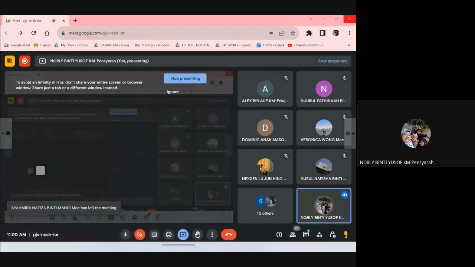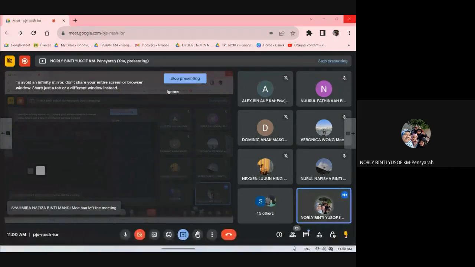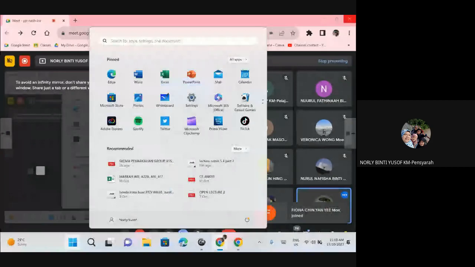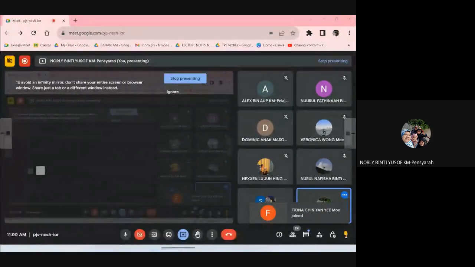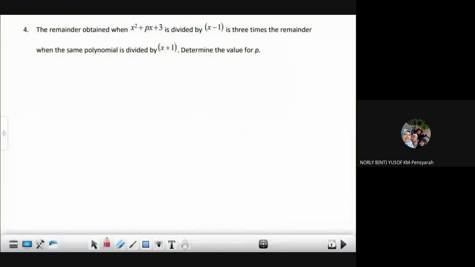Okay, so kita rujuk pada nota kita. Kita start. Okay, sambung untuk 5.4 part 2, on example number 4. Okay, that means we start on remainder theorem. So, kita akan selesaikan sama-sama.